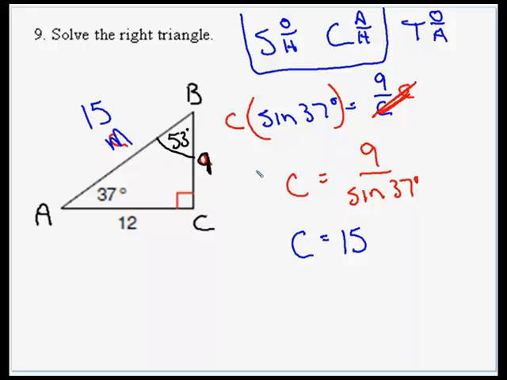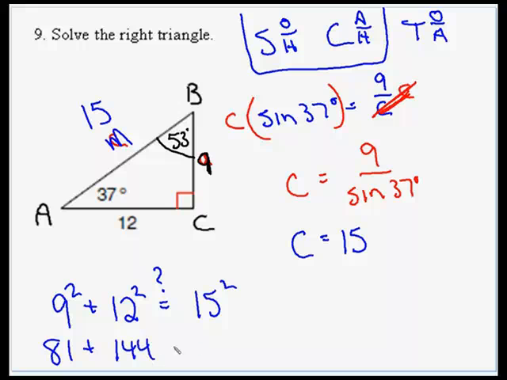Does that make sense for our triangle? We could always check that with a little Pythagorean theorem. Why not? 9 squared plus 12 squared, does that equal, we don't know, 15 squared? Well, 9 squared is 81, 12 squared is 144, 15 squared is 225. So if we add these two together, yes, we do get 225.